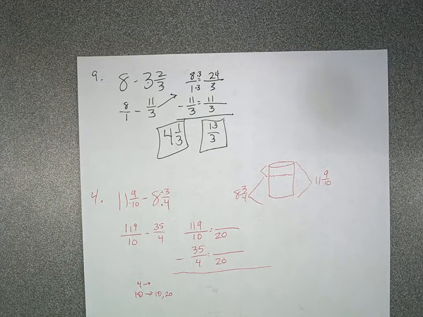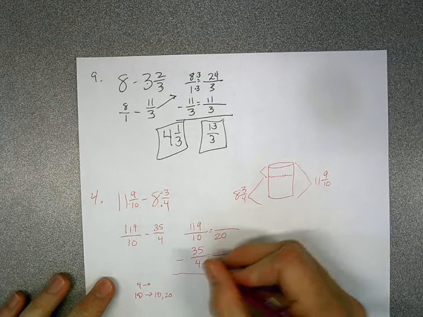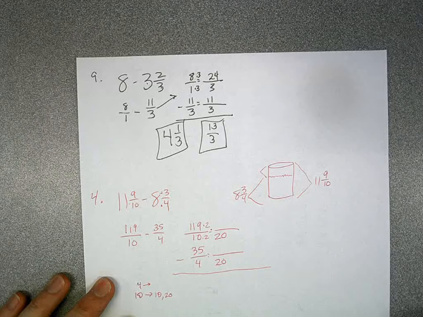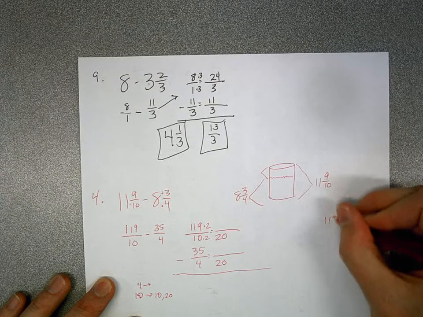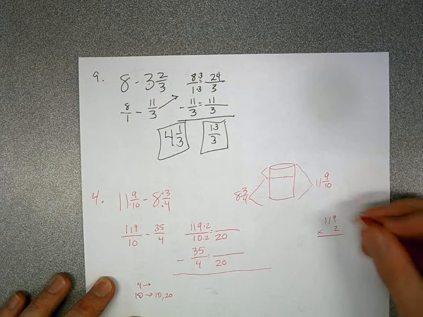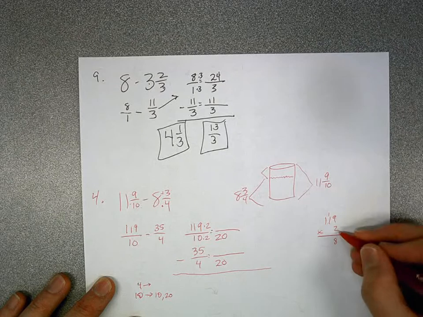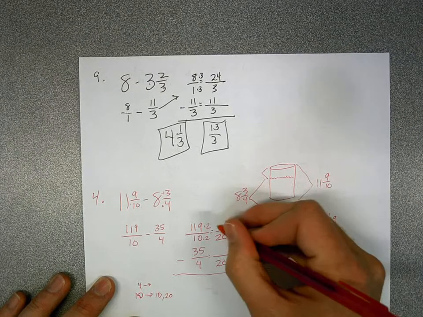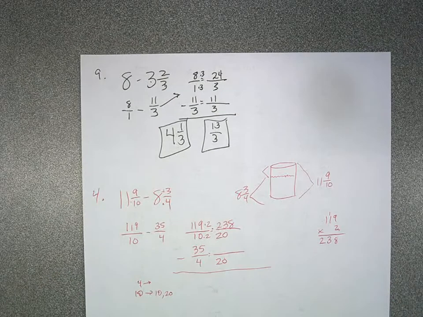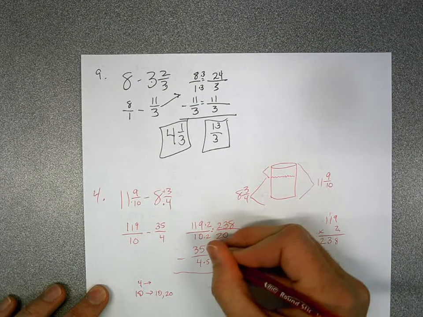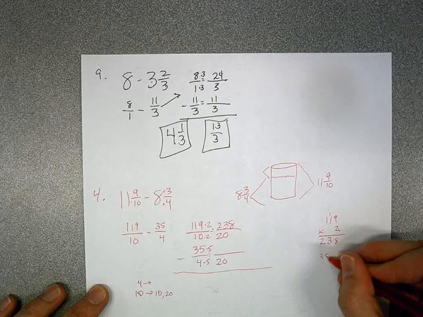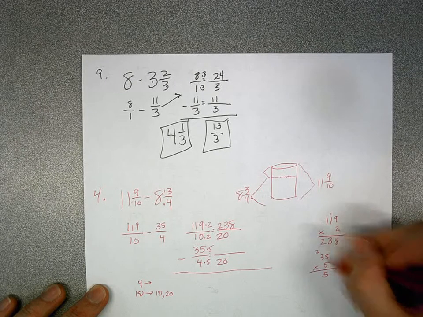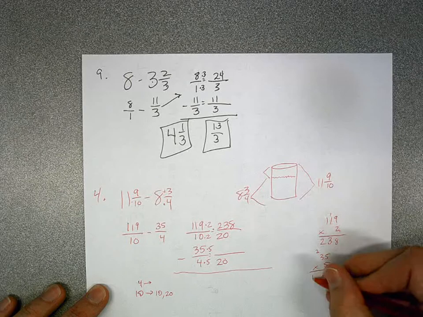Okay, so here we go. 10 times 2 is 20, so 119 times 2. And again, like I said, be careful with this. So 2 times 9 is 18, carry the 1. 2 plus 1 is 3, 2 times 1 is 2. So we have 238 20ths. And this, 4 times 5 is 20, so 35 times 5. Do a little scratch paper work on this one as well. 5 times 5 is 25. 15 plus 2 is 17, so 175.